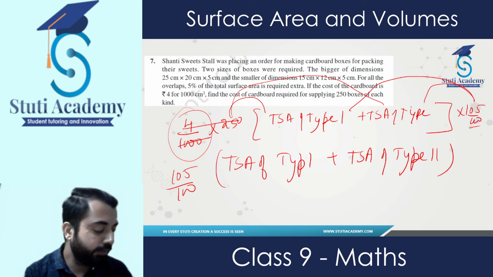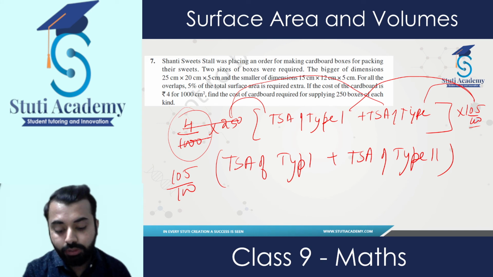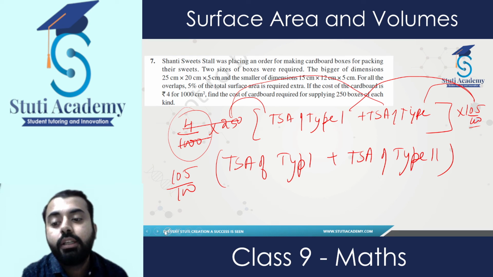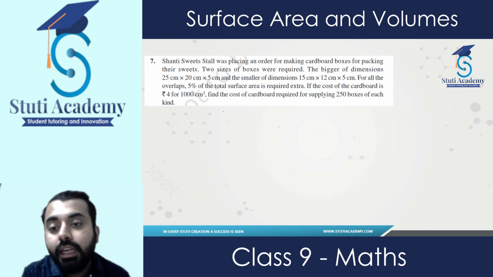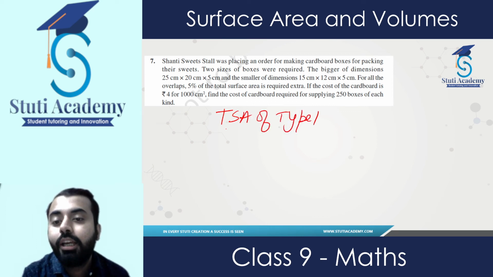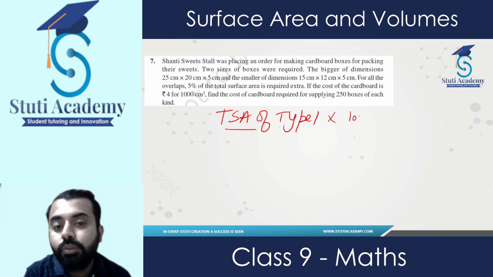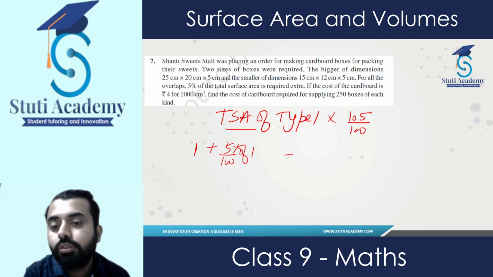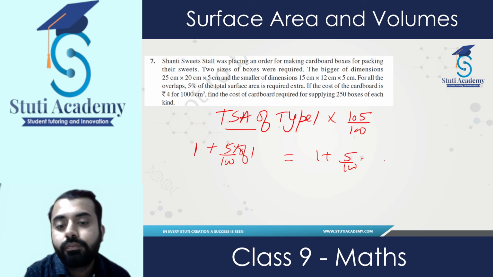If I knew what? If I knew I had to multiply each and everything, sorry, let me just tell you. I knew I had to take its 5% extra. I knew its value would be 1, and I had to add its 5% extra. What I was doing was just 1 plus 5 over 100 of 1. So that means 1 plus 5 over 100, which will be 105 over 100.